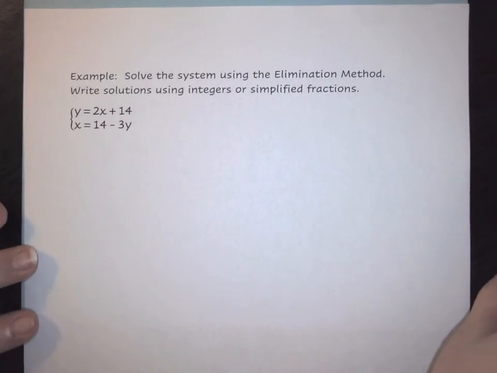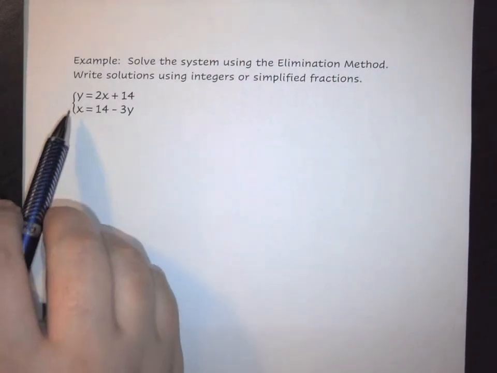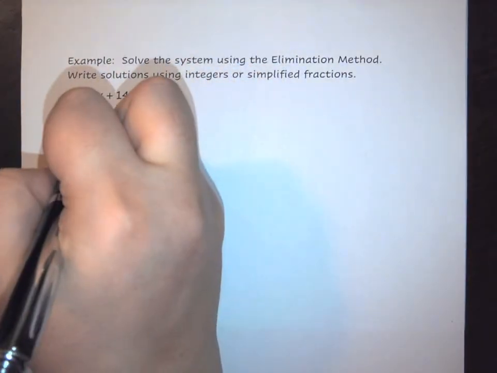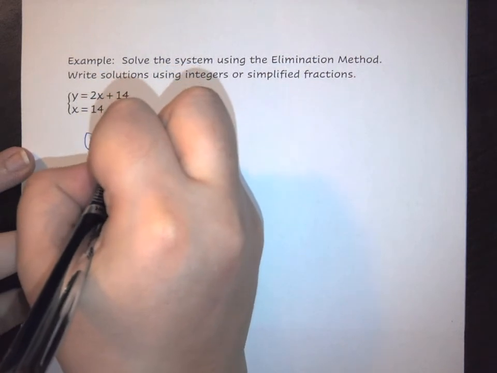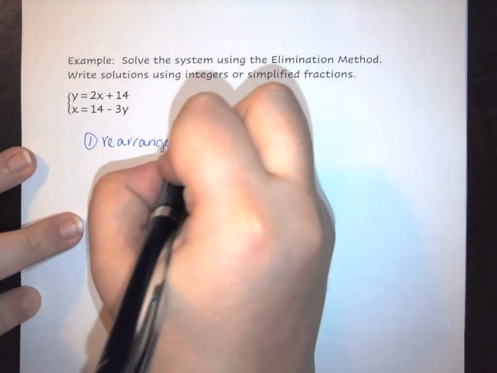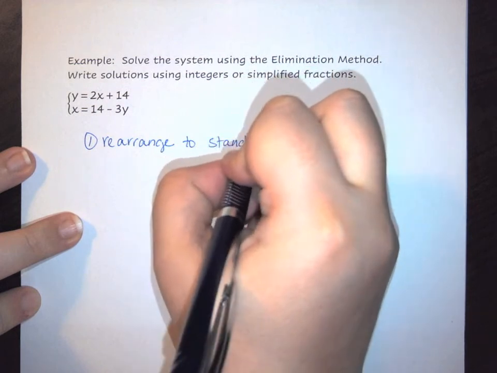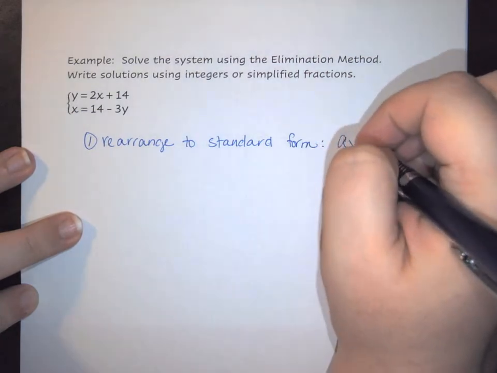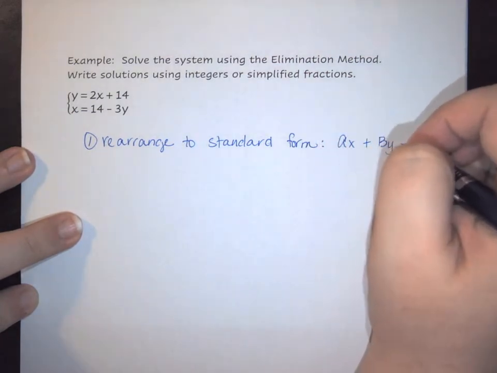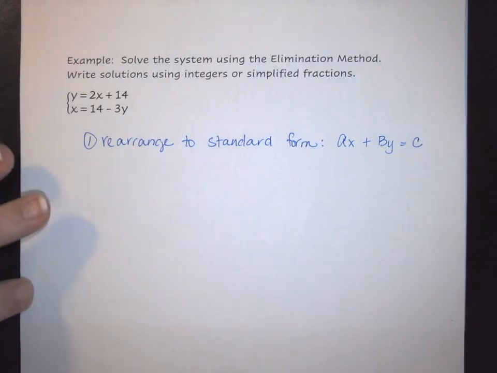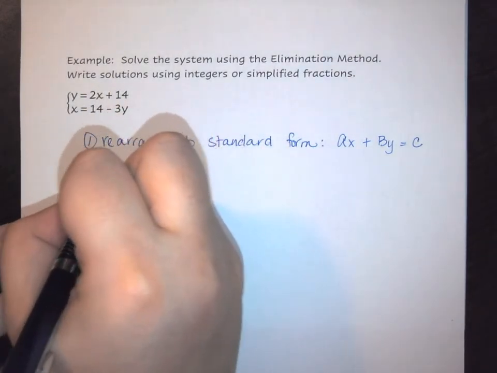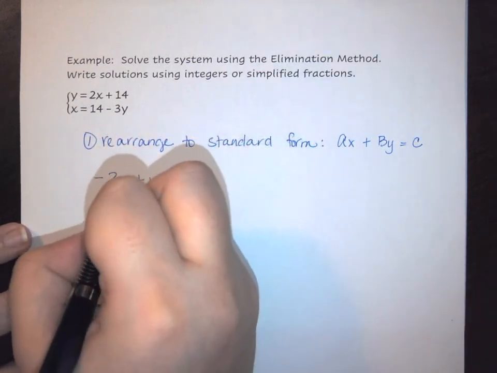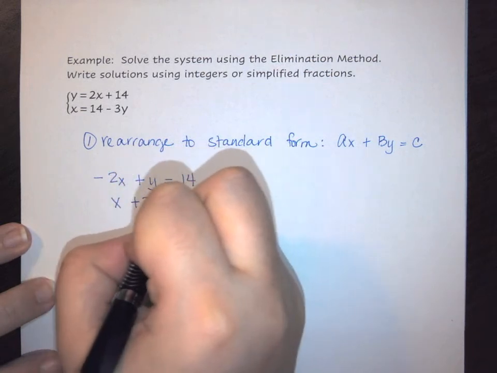Alright, let's take a look at one more here. So notice in this one I have a y equals and an x equals. So the first thing that you want to do, in this problem, is rearrange to standard form. Remember, standard form is going to be ax plus by equals c. So we're going to move our coefficients over. So in this case, we're going to end up with a negative 2x plus y equals 14. And in the bottom equation, we're going to have x plus a 3y equals 14.